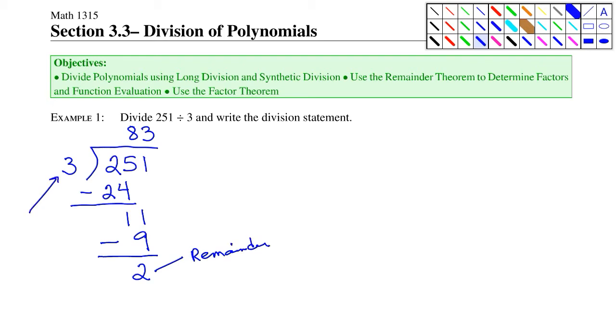The divisor is 3, and that's what you're dividing by. 251 is called the dividend. That's what you're dividing into. And the 83 is called the quotient.